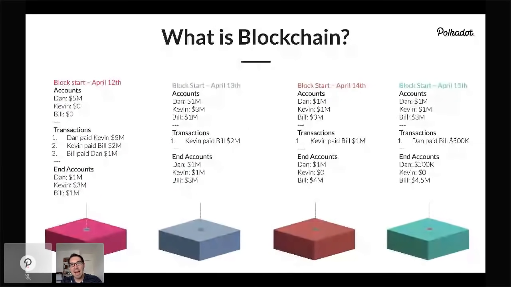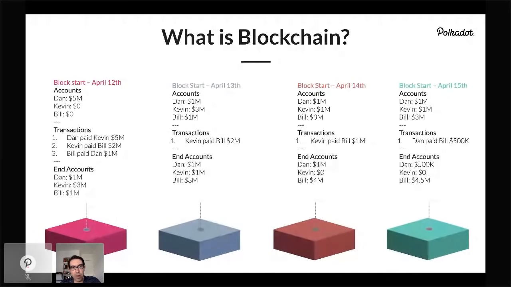If we look at an actual block, that's the basic idea: after every hand, think of every hand as a block, we could just have transactions in there. This is how a Bitcoin block works, for instance. Each of these blocks represents one day. Dan has 5 million, but Dan pays Kevin 5 million. Kevin pays Bill 2 million, and Bill pays Dan 1 million. That's a block. All of the computers can double check each other to make sure that they all agree.